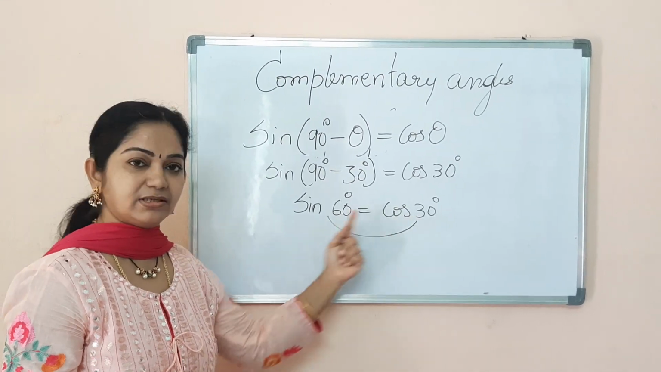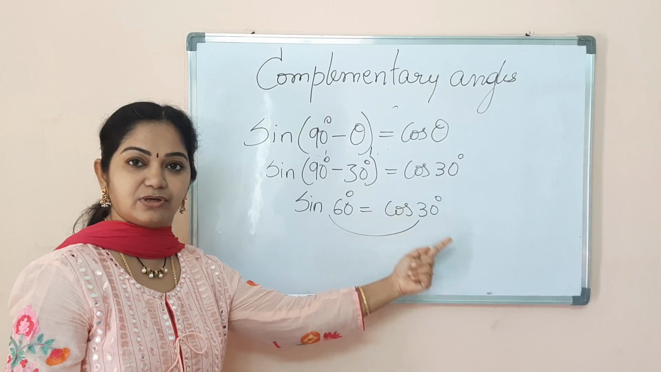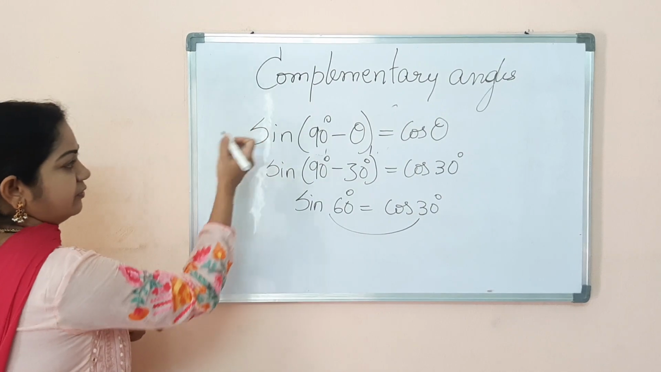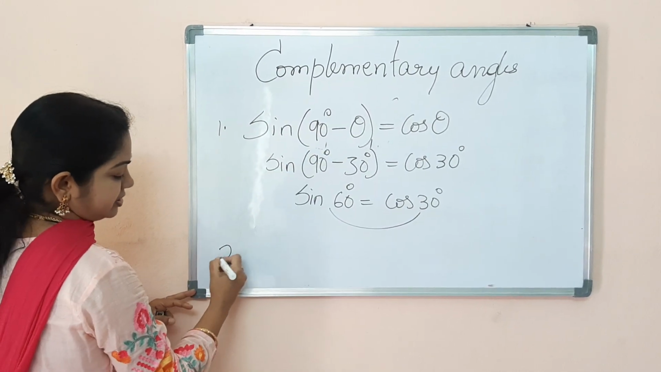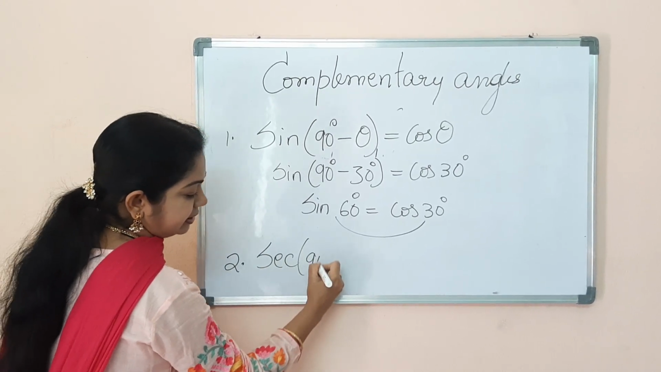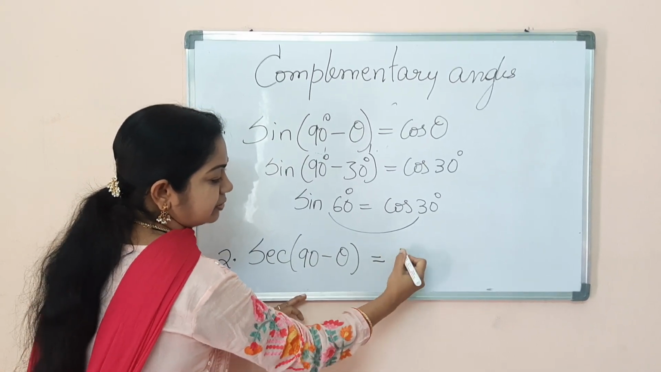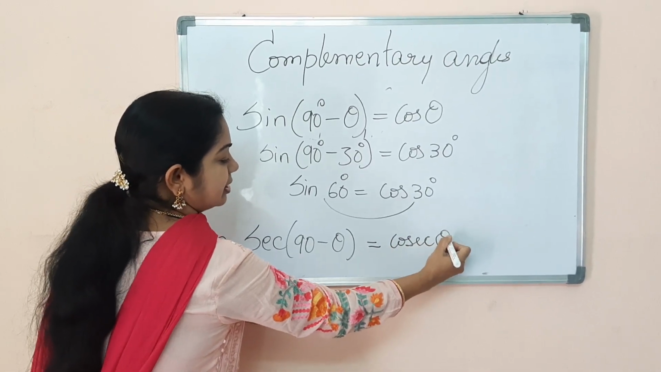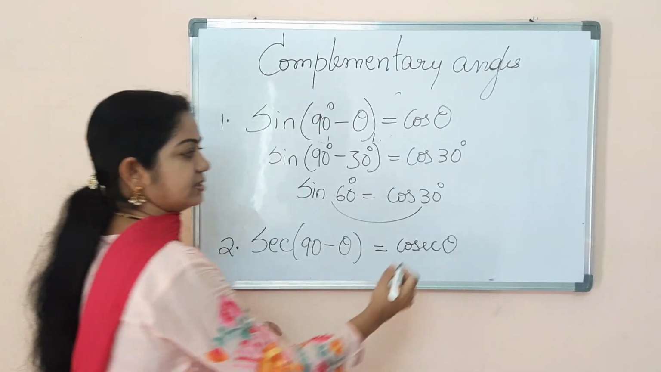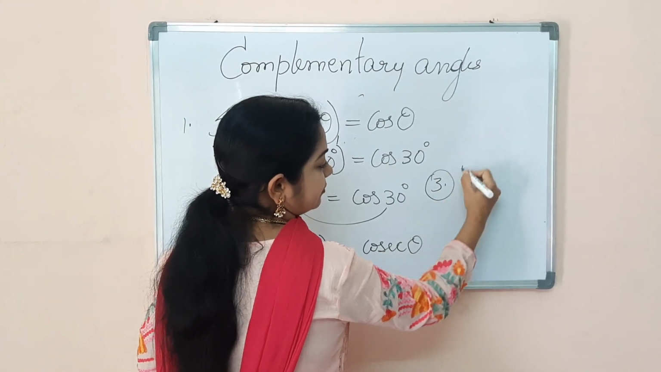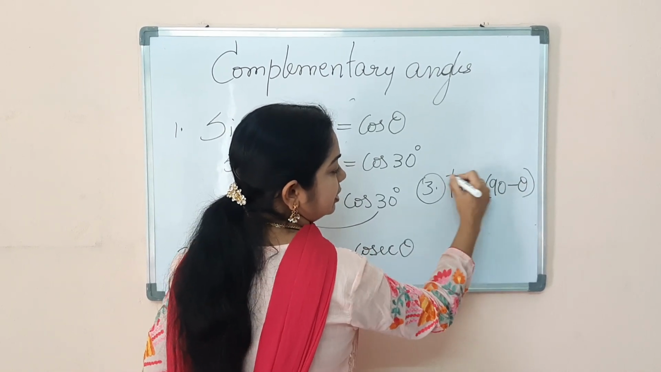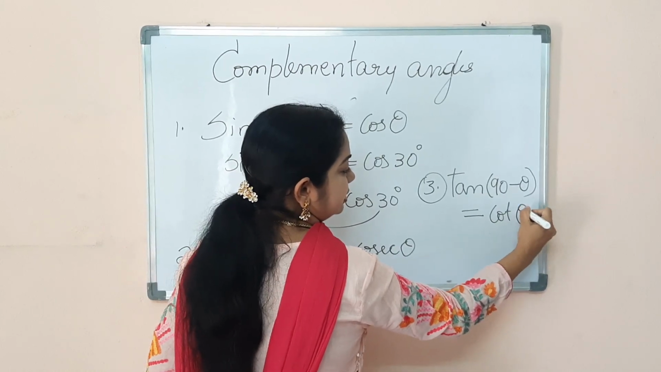Likewise, this is a complementary pair. Likewise, sine 45 is equal to cos 45. Sine 0 degrees is equal to cos 90 degrees, and so on and so forth. This is the first one, for sine and cos. The other complementary pair is secant: secant 90 minus theta is equal to cosecant theta. This is the second pair of complementary angles, whereas the third one is tan 90 minus theta is equal to cot theta.